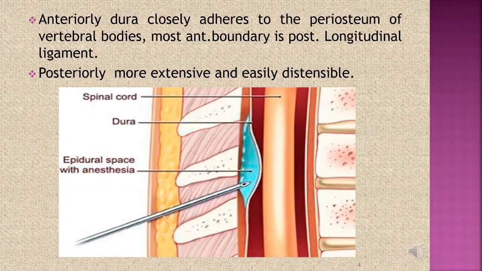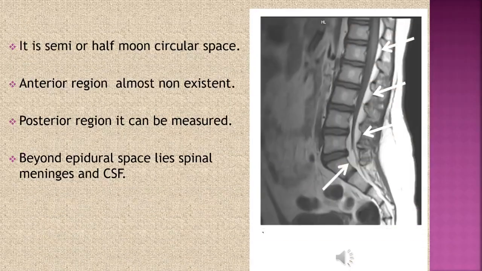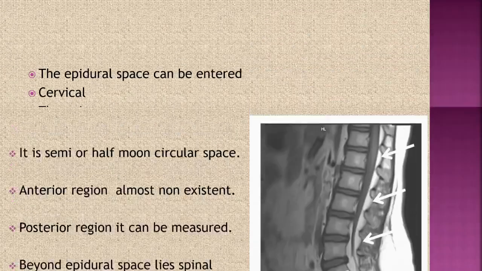Anteriorly, the dura is closely adhered to the periosteum of the vertebral bodies, and the most anterior boundary is the posterior longitudinal ligament. Posteriorly, it is more extensive and easily distensible. It is a semi or half moon circular space. The anterior region is almost non-existent, whereas the posterior region can be measured. Beyond the epidural space lie the spinal meninges and CSF.